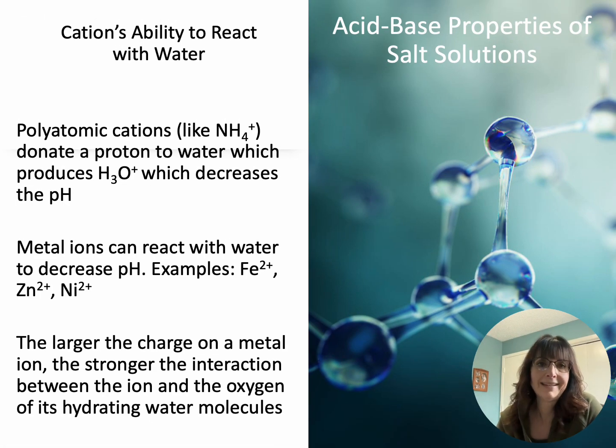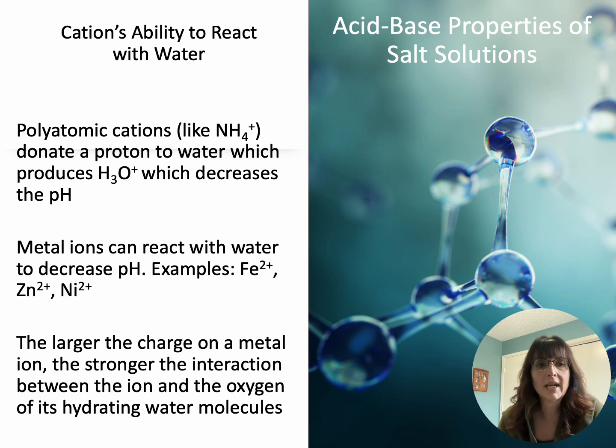Well, not only can the anion actually affect the ending pH, cations can as well. So you really have to look at what cations are in solution, and are they going to react with water? Are they going to change the pH? Polyatomic cations like the ammonium ion can donate a proton to water to make hydronium. This will decrease the pH. It will make it more acidic.